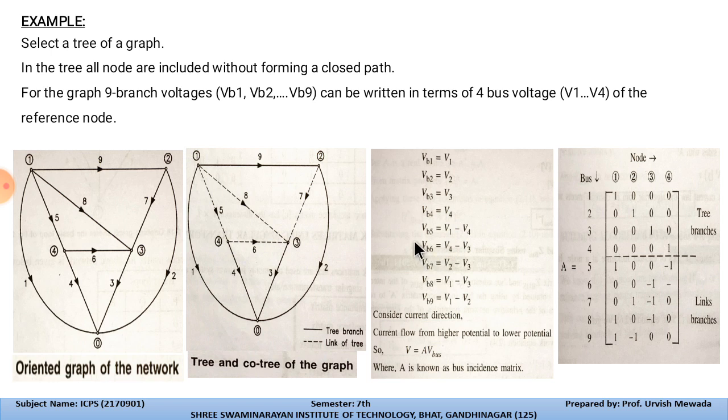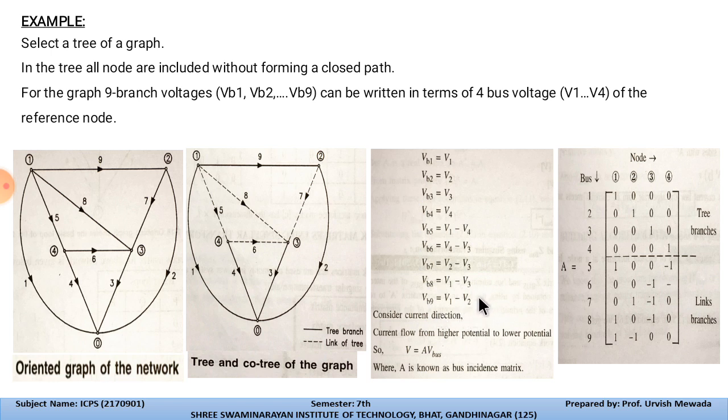Similarly for VB6, the branch number 6 over here, you can see that it is going away from the number 4, so it is taken as positive, and going towards the number 3, that's why it is taken as negative. So V4 minus V3.